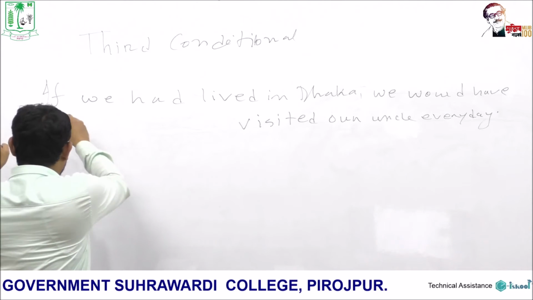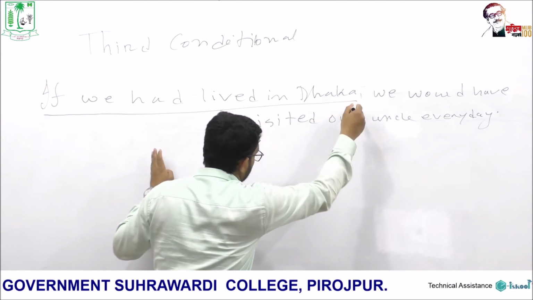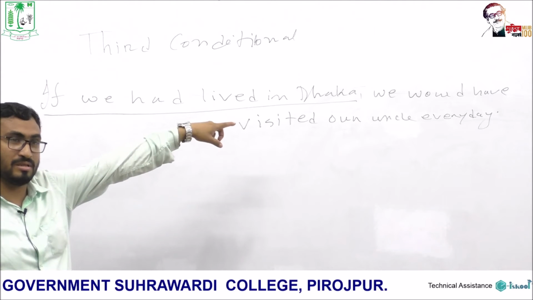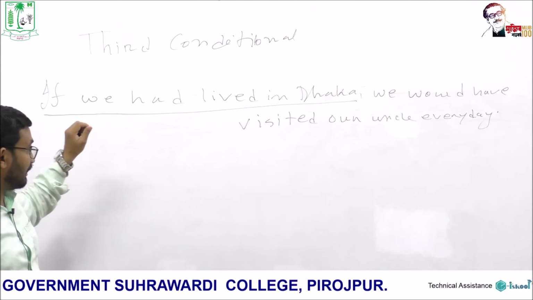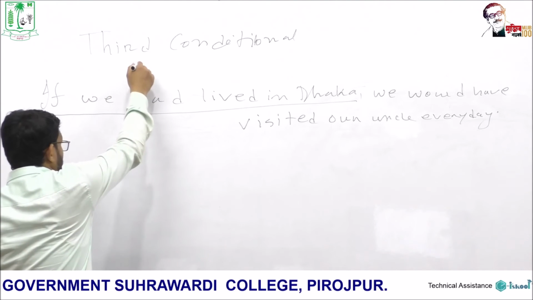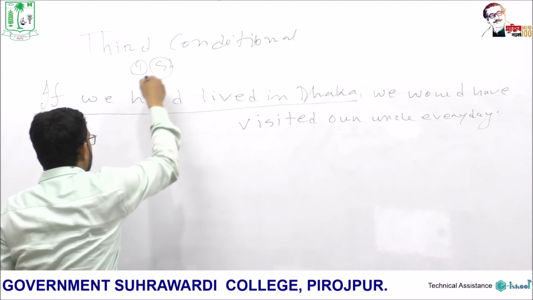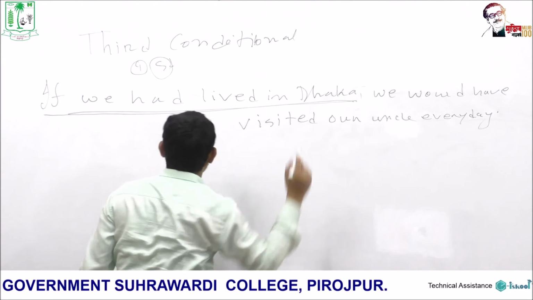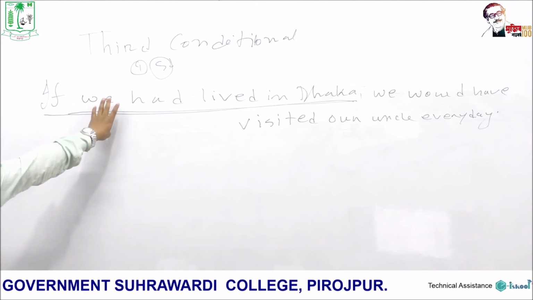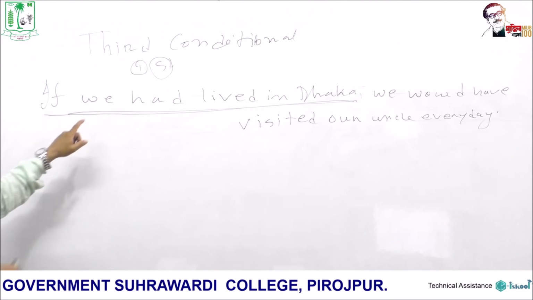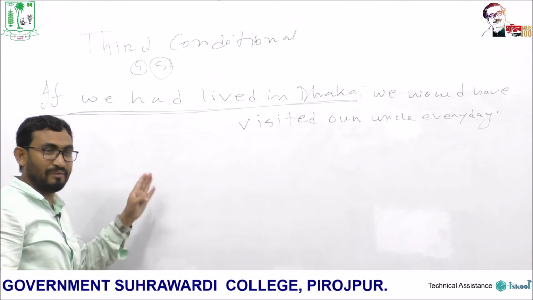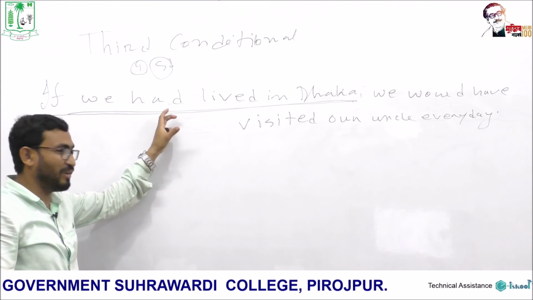What is the difference between second conditional and third conditional? Look at this. Like all other conditional sentences, it has a subordinate clause and a principal clause. There is no doubt. But the difference is here in the use of tense. The if clause, that is the subordinate clause, has been written in past perfect tense. If we had lived in Dhaka, that is subject, auxiliary verb had, then the past participle form of the principal verb. So definitely the clause is written in past perfect tense.